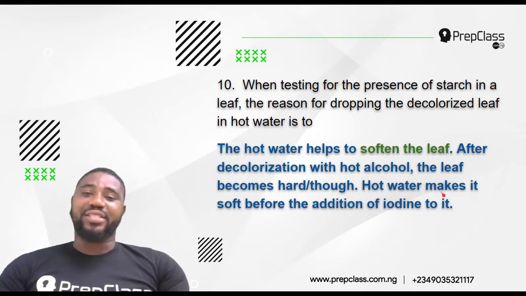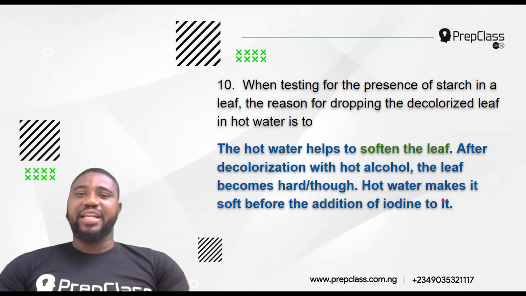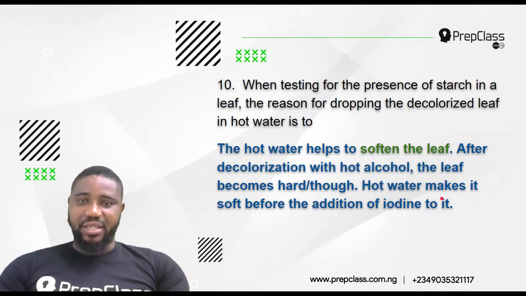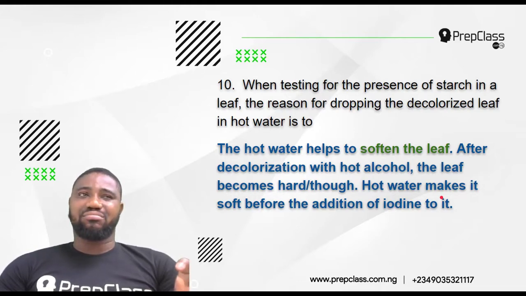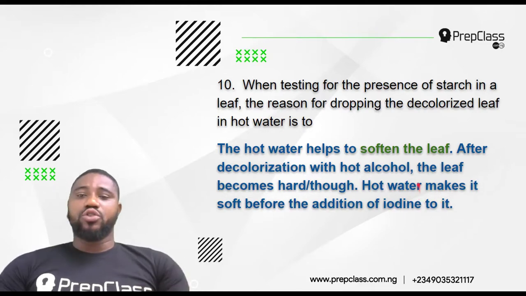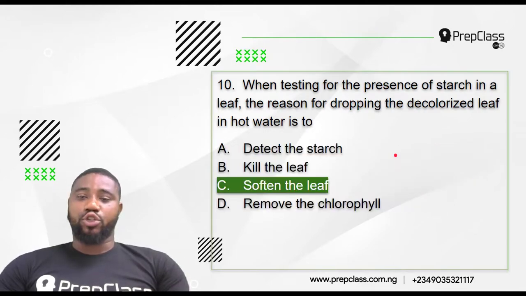After that, you place it on a white tile and you drop 3 to 4 drops of iodine solution on it. Once you do that, if that leaf has been actively photosynthesizing, it's going to turn what? Purple in color, or dark purple, something dark purple like indigo, a deep purple, or almost black in color, telling you that that leaf has been actively photosynthesizing. So the correct answer there is to soften the leaf. That's the function of the hot water, to soften the leaf.